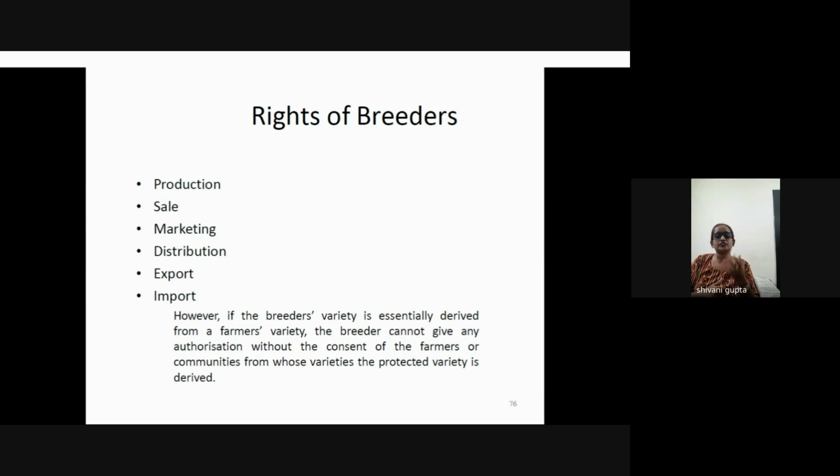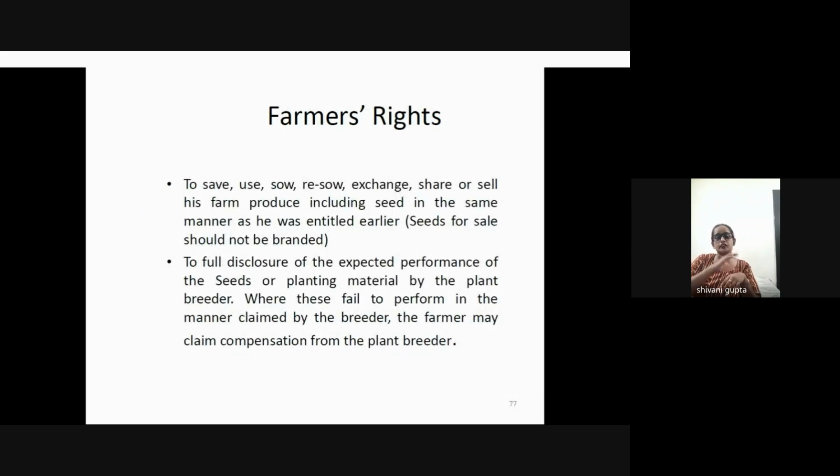There are certain rights of the breeders also. Their rights are for production, sale, marketing, distribution, export, and import. This is a particular category I have compiled. These are all the rights that adhere to the breeders. Now there is another eligible person, that is the farmer.